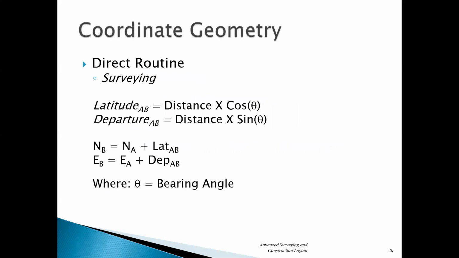If you go the other direction in surveying, we're looking at what's called a direct routine. What this is saying is that you have gone out and you know the distance between a point and another unknown point, and you know its direction. So you can calculate a coordinate for that point based on knowing those two conditions.